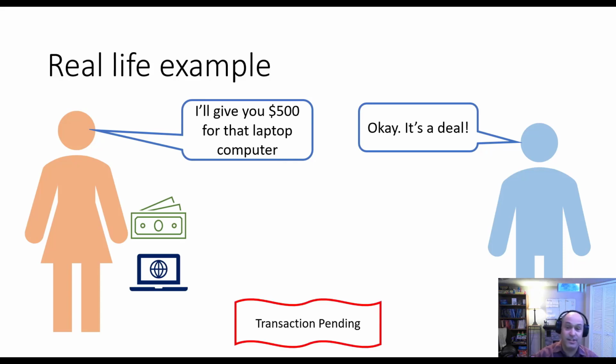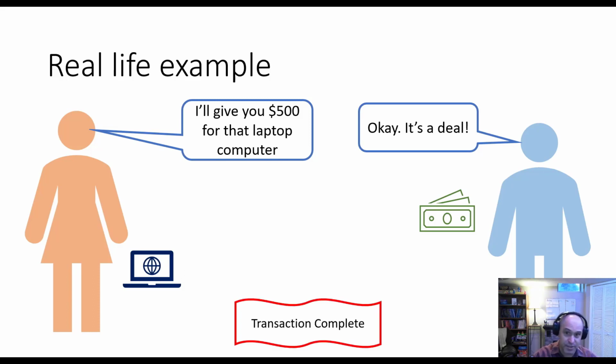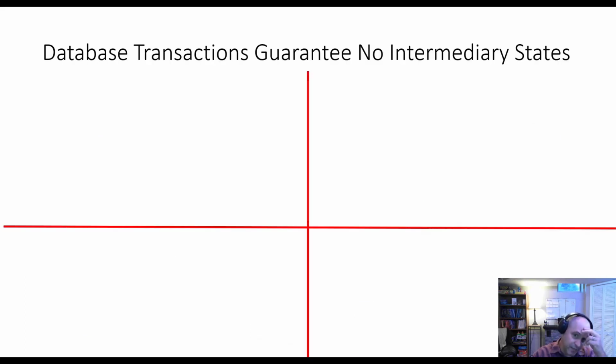At this point, the transaction is pending, right? It is not done. This is not how we would consider this finished by any means. And we wouldn't want someone else to see what's going on at this point because we're in the middle of a two-step operation. And then the second step would be we give the money to the person who had the laptop. And everyone's happy. Everybody walks away with what they wanted. And this transaction totally worked the way it should. And the transaction's complete.